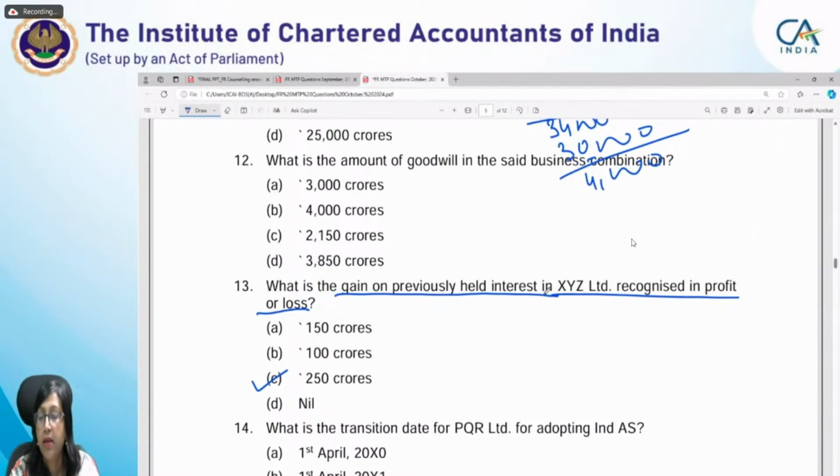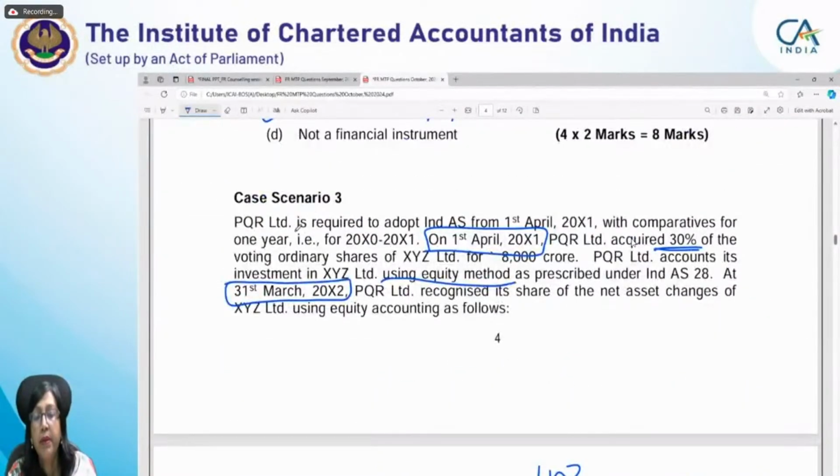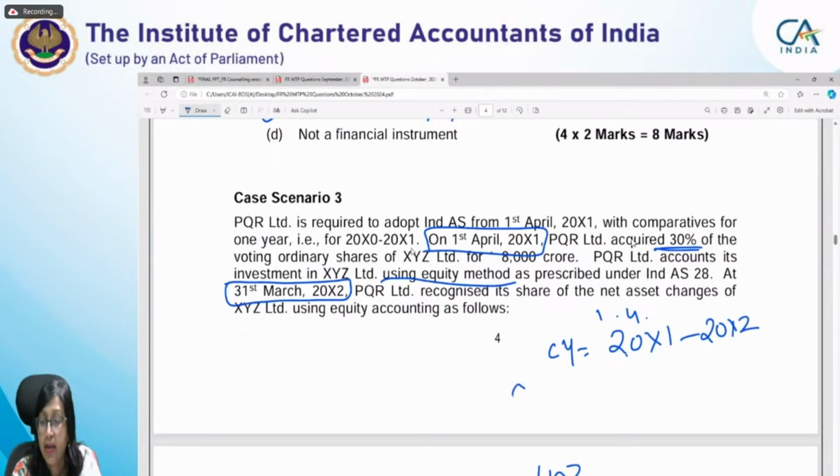Okay. Now this scenario has one more part at the beginning. PQR Limited is required to adopt Ind AS from 1st April 20X1 with comparatives for 1 year, that is for 20X0 and 20X1. So what will be your transition date? As per chapter 1, where we are studying the roadmap and applicability of Ind AS, if any entity opts for transitioning to Ind AS in a particular financial year, they have to prepare their balance sheet for this. 1st April 20X1 is the date where you have decided to shift to Ind AS. So financial year 20X1-X2 will be considered the current year. Comparative year will be 20X0-X1.